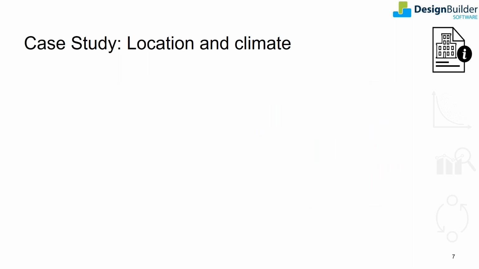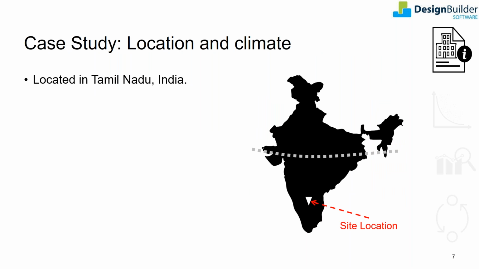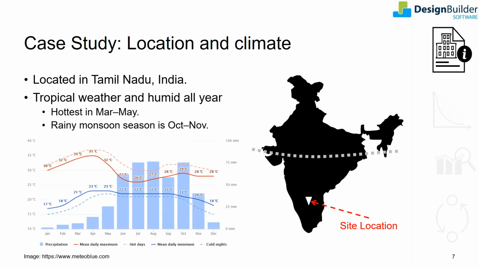Now we look at the case study building to understand the optimization problem. The project is located in southern India. Located within the tropics, the climate is hot and humid, with the hottest periods during March and May, with monsoon rains between June and October. Therefore, with regards to energy consumption and comfort, cooling energy use is the most important factor.